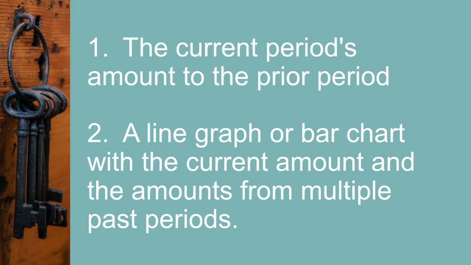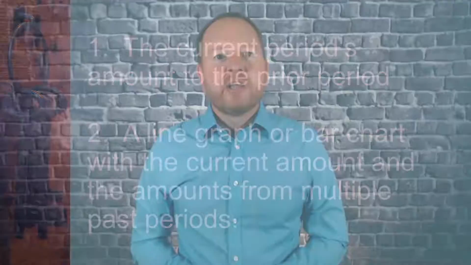Showing past performance for a metric can sometimes provide a lot of information. Two popular options are to compare one, the current period's amount to the prior period, or two, a line graph or bar chart with the current amount and the amounts from multiple past periods. Showing the past shows the trend for the metric.